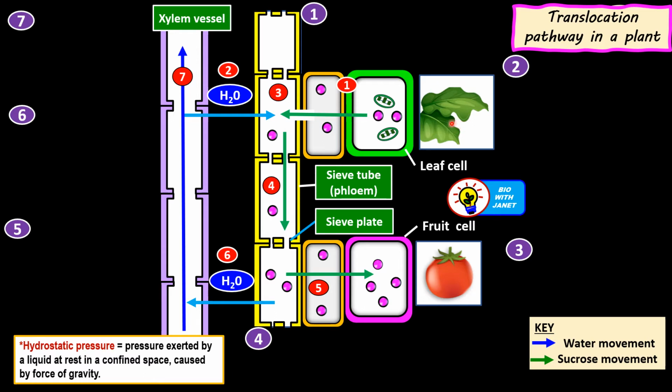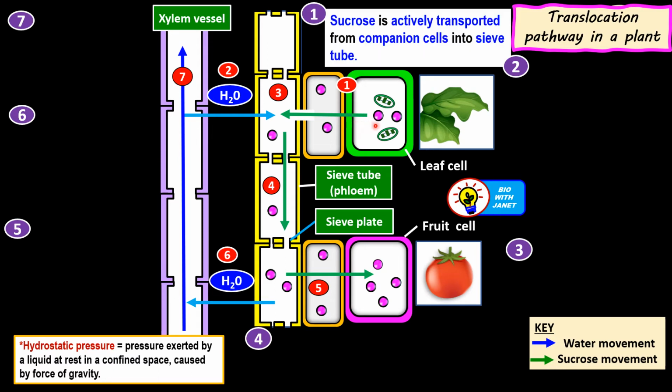Now, leaf cells produce the glucose, which is then converted to sucrose. So leaf cells carry out photosynthesis to produce glucose, and the glucose molecules are converted to sucrose. Then the sucrose is transported from the leaf cells into the companion cells. Then sucrose is actively transported from this companion cell into the sieve tube here, by active transport that requires energy.